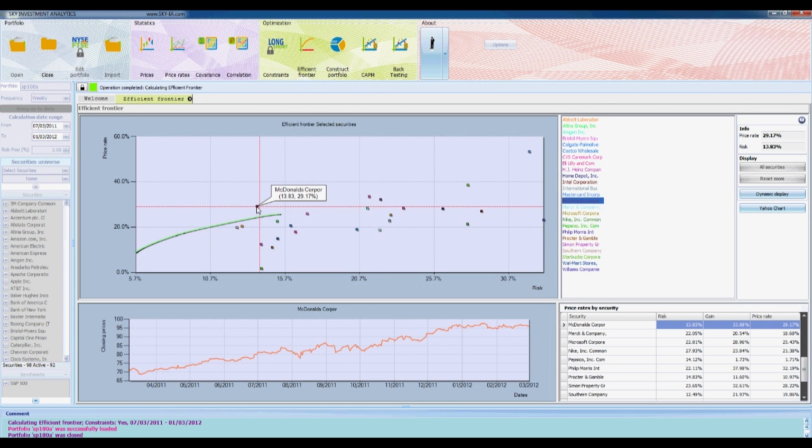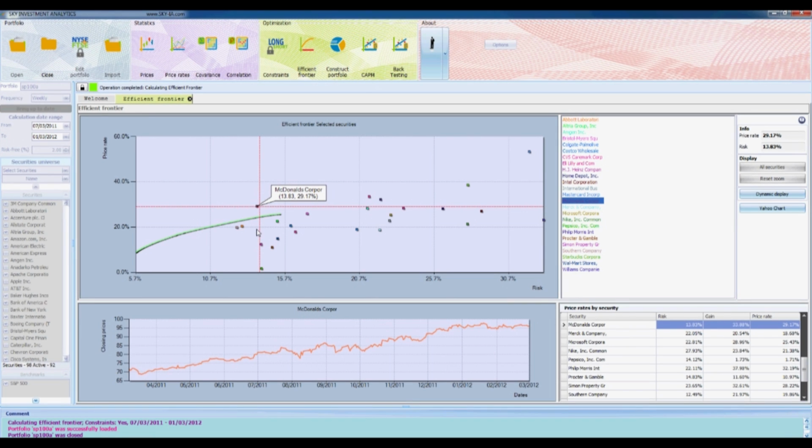Notice here that you have this security above the efficient frontier. The reason is we limited the weight of all the securities to be at most 5%. In this case, McDonald's is more efficient. If we would have allowed McDonald's to be of larger weight, it would probably be more than 5%. This is the reason why it sits above the efficient frontier.